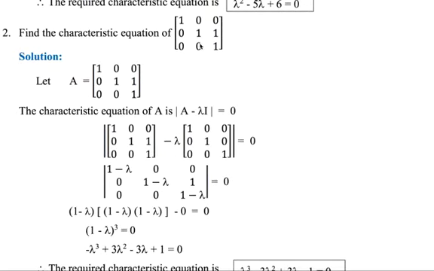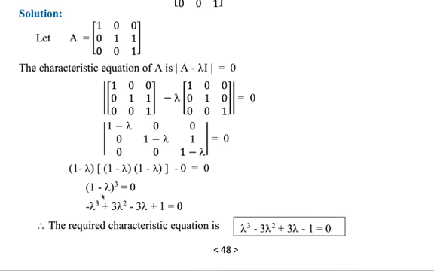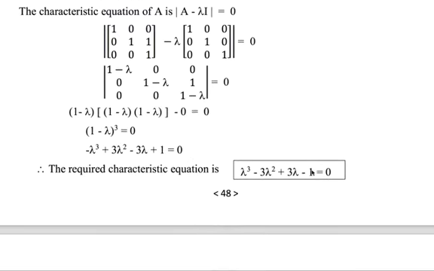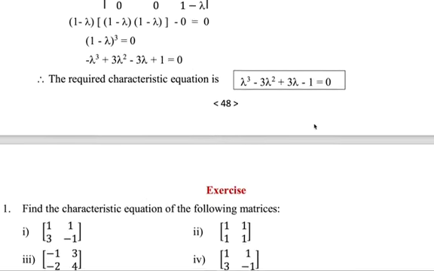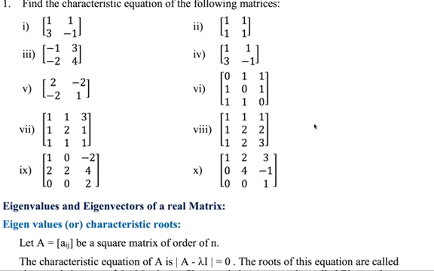Find the characteristic equation. Now you have to take I as 3 by 3, because this is 3 by 3. Then (1 minus lambda) whole cube equal to 0, or lambda equal to 1 is a triple root. We need to find the characteristic equation for all these matrices.